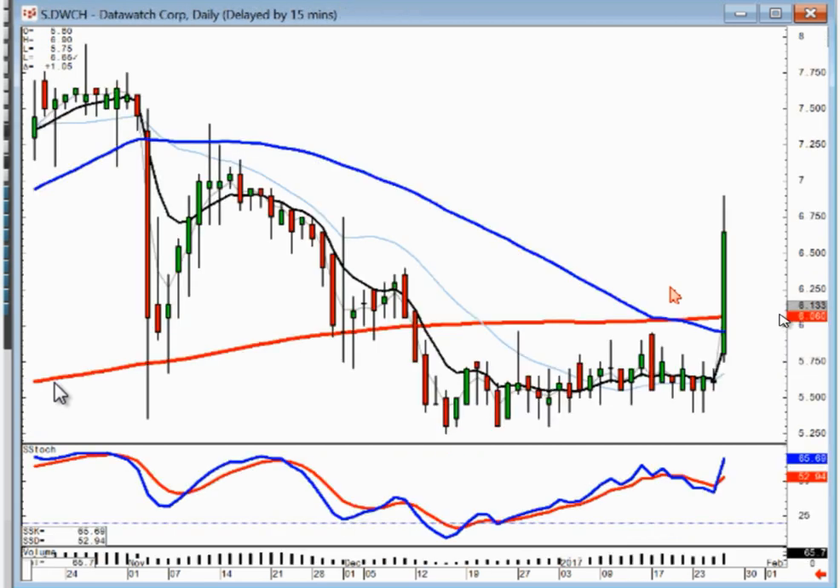DWCH, big breakout. If your volume's good, look for a 45 degree to come off of this one.